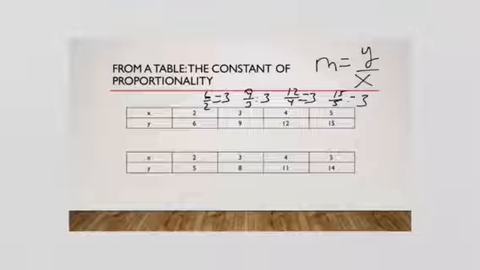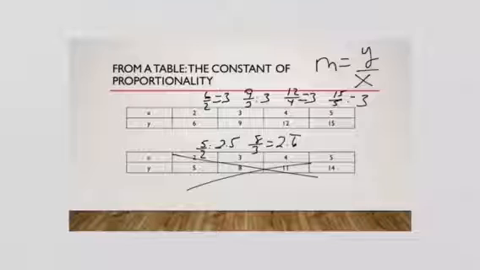Okay, so let's look at the next one. Well, if we do 5 divided by 2, we get 2.5. Okay, let's do 8 divided by 3. Well, let's see, that is 2.6 repeating. So no, this is not an example of a proportional relationship.